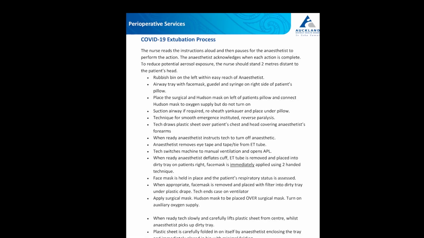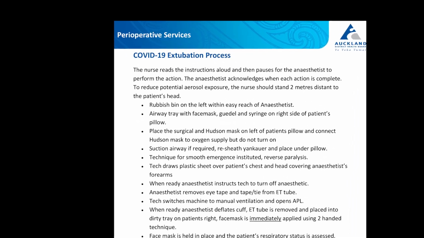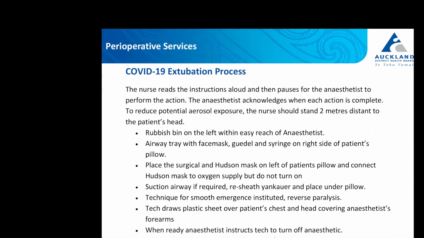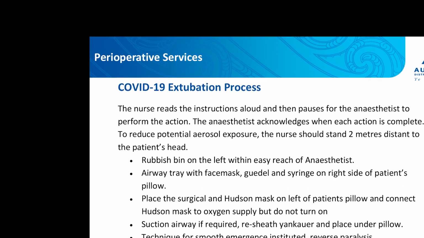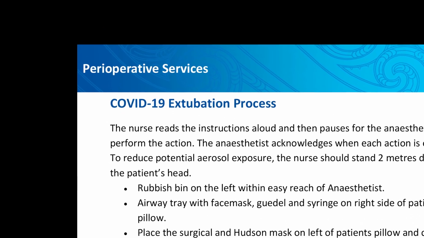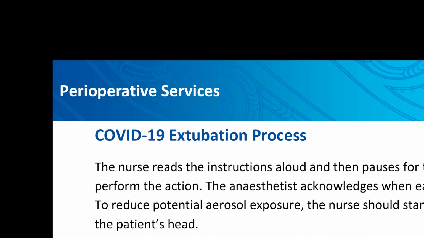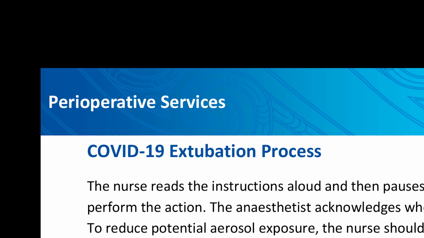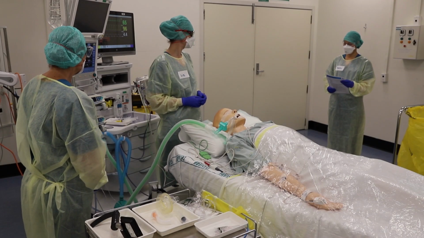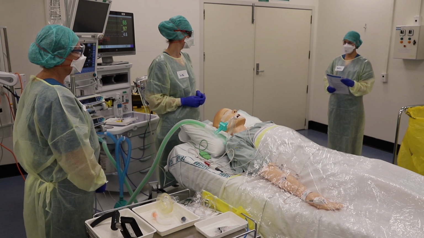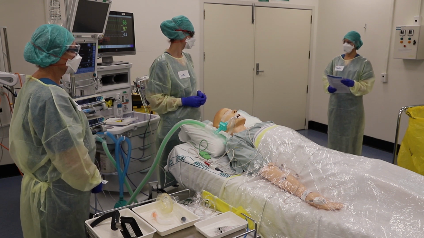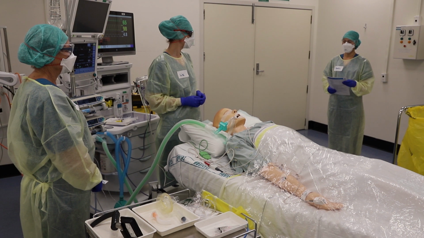The extubation process checklist is available in the auxiliary documents. This process occurs after the other operating room staff have doffed and left the operating room, and only the airway team remain. It is read by the nurse, who remains 2 meters from the patient and ideally parallel to or behind the patient's head. I'm going to read some instructions aloud and then pause for you to complete the action. If you can just acknowledge when the action is complete so that I can move on.